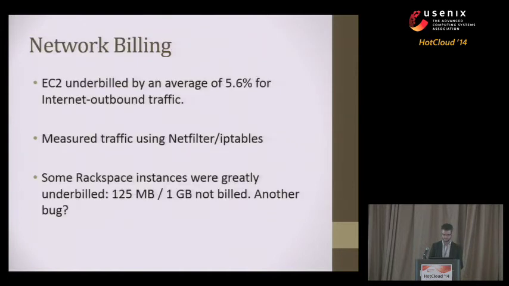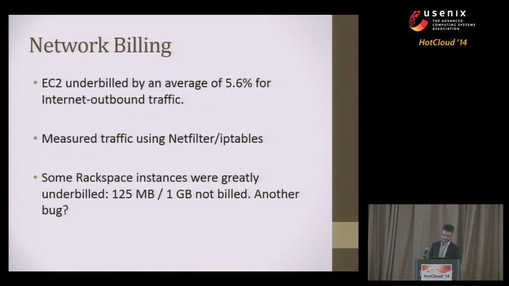And a similar phenomenon can be seen in network billing as well. For EC2, which has the most complex network billing policies, network traffic was typically underbilled by an average of 5.6% for internet outbound traffic, which is their most expensive category. We also observed underbilling in other traffic categories, but not by quite as much.